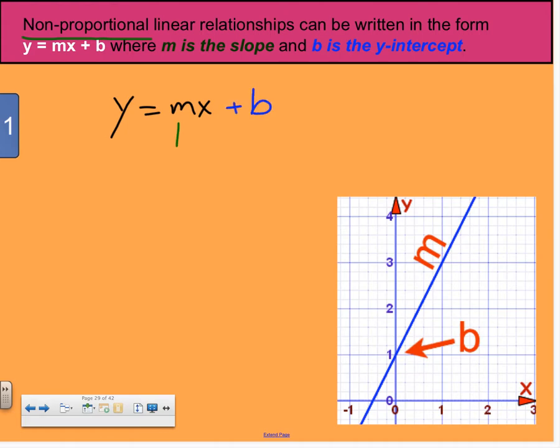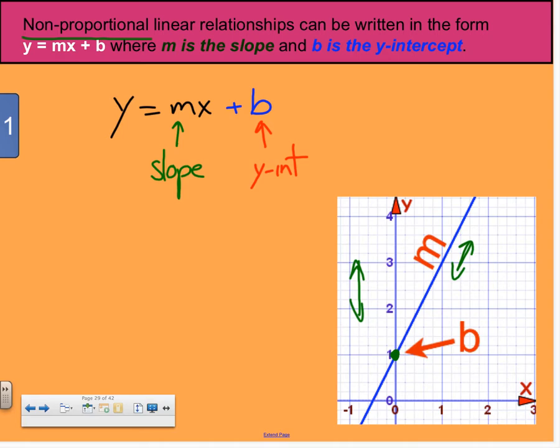So here we have m, which represents the slope or the constant rate of change. And here we have b, which is going to represent the y-intercept. The y-intercept is simply the point on the y-axis where the line crosses. So if we look here, we have a y-axis going up and down. Here is our line that we're paying attention to, and notice where they cross. So the point where the line crosses is our y-intercept.